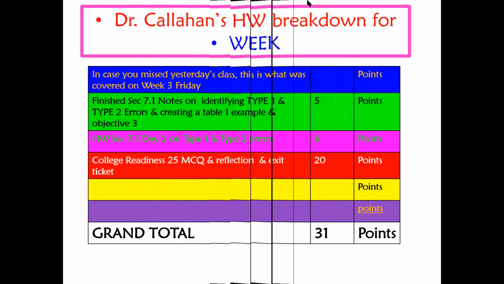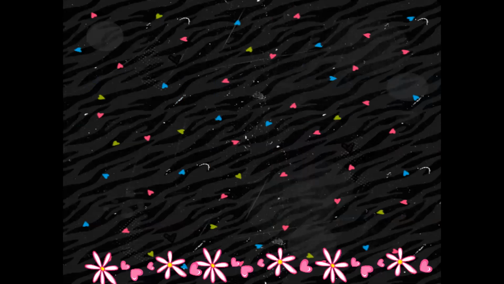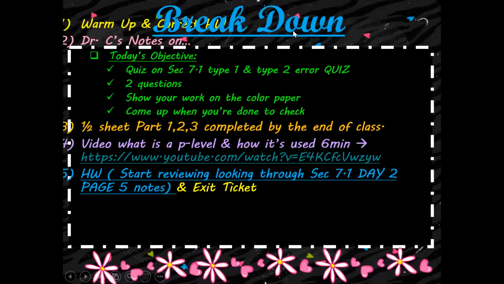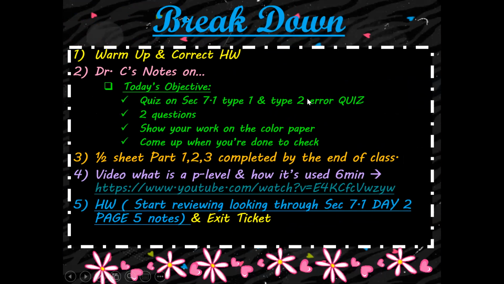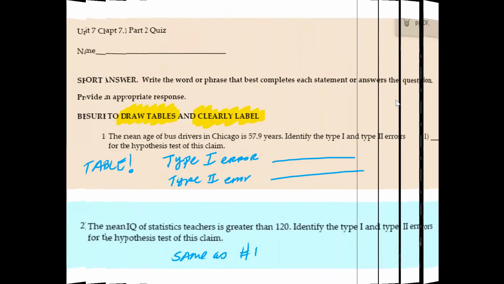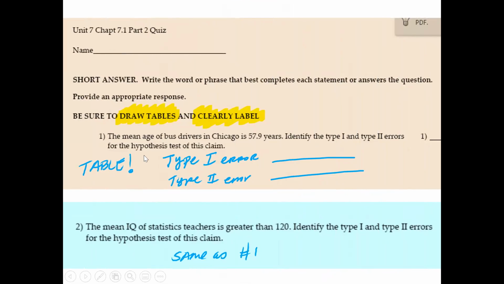All right, so let's take a look at today's stuff. So this is a breakdown for today. We're going to talk about type 1 and type 2 errors for your quiz, 2 questions. And then, of course, when you're done with that, there are a few other things that you have to complete for the quiz itself. So these are the 2 questions.